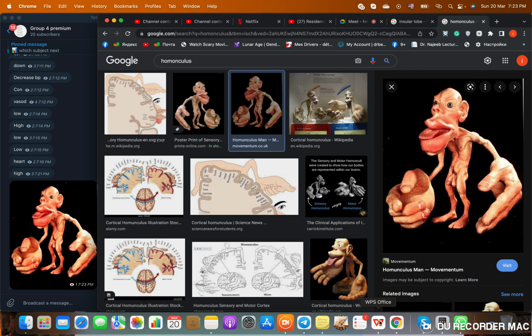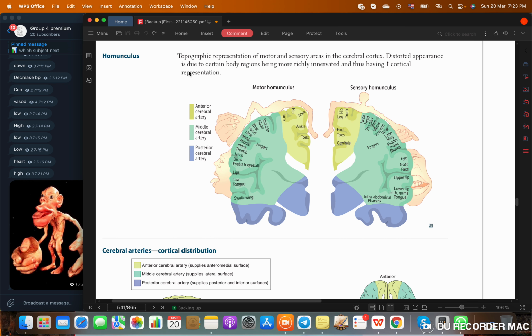Let's take a look at it. Homunculus, topographical representation of motor and sensory areas of the cerebral cortex. Distorted appearance is due to a certain body region being more richly innervated and thus having more cortical representation. For example, the things we use to deal with daily stuff, they must have more area in the brain to represent them, like our face, right?